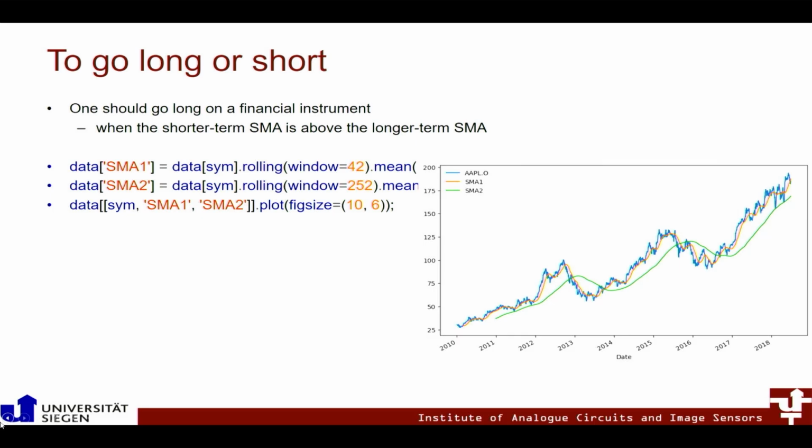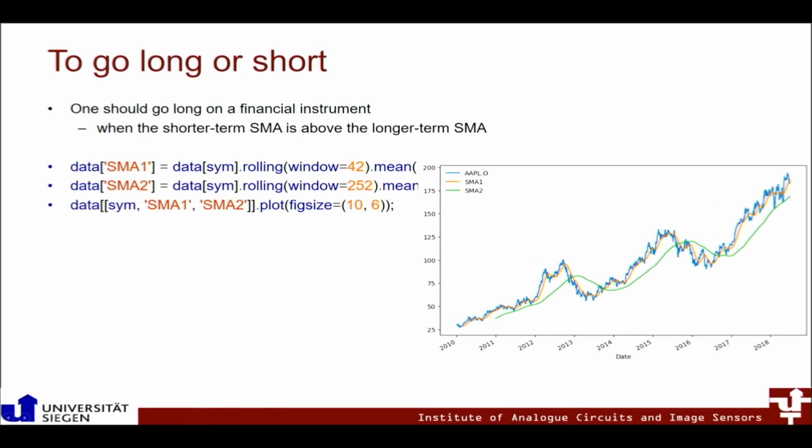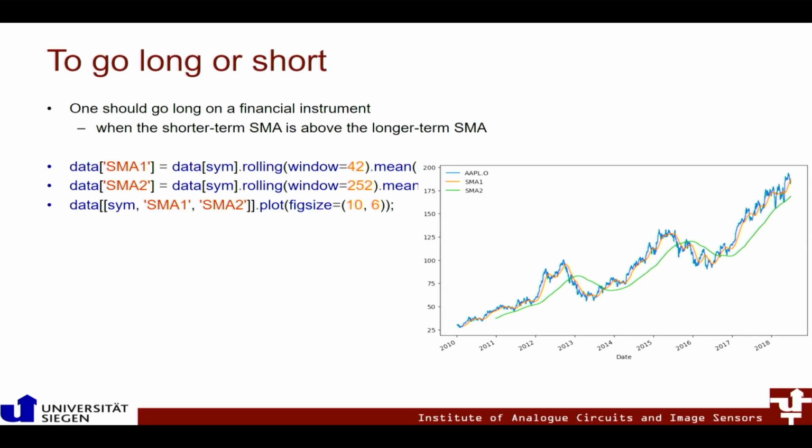And after finding these two moving averages, we will try to come up with an algorithmic trading strategy without human intervention. Can we ask a computer what to do when share prices are behaving differently?